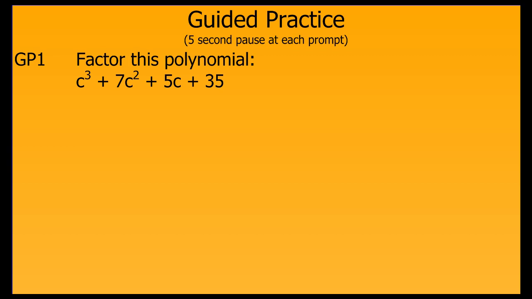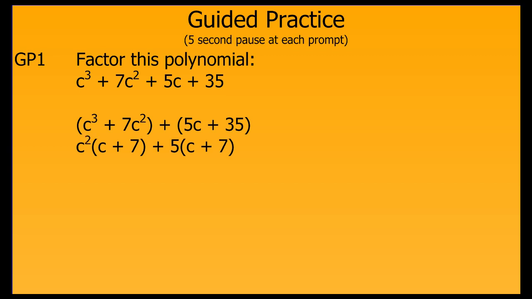We're trying to factor this polynomial. How do we do that? These 4 terms do not have a GCF other than 1, so we're going to group them together 2 at a time. Now what? Now we factor out the GCF of each grouping. In this case, c squared from our first group and 5 from our second group.